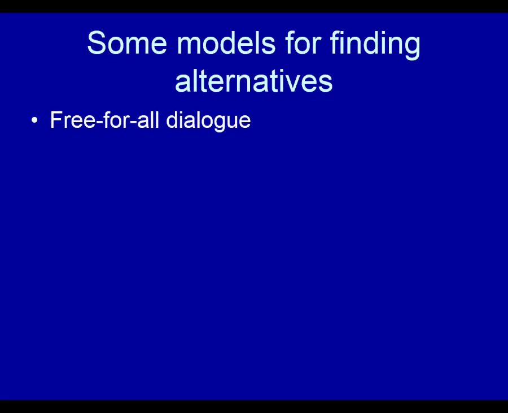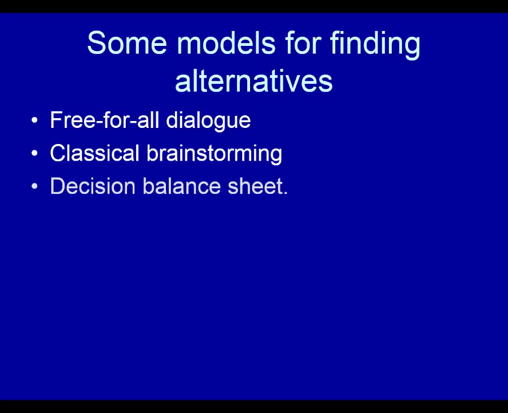There are some models for finding alternatives for solving the problem that we'll talk about here. One is what I would call a free-for-all dialogue. One is classical brainstorming. One is the decision balance sheet, and one is the solution comparison table. Each of these will be discussed in detail.